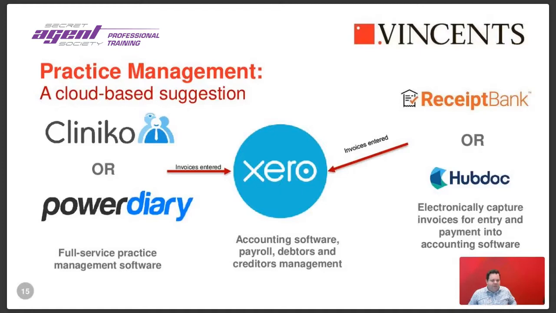With Receipt Bank or HubDoc, essentially it's a cloud-based software solution that captures your supplier invoices. I'll use the example of your telephone invoice. If you receive it via email, you can just forward it to an email address within Receipt Bank or HubDoc. They will look at the details of the invoice: the name of the supplier, when it's due, the date of the invoice, and the amount. It will then push that data into Xero as an invoice, and also attach a source document to that transaction within Xero.